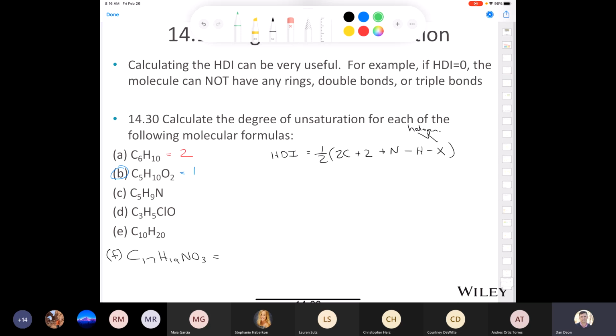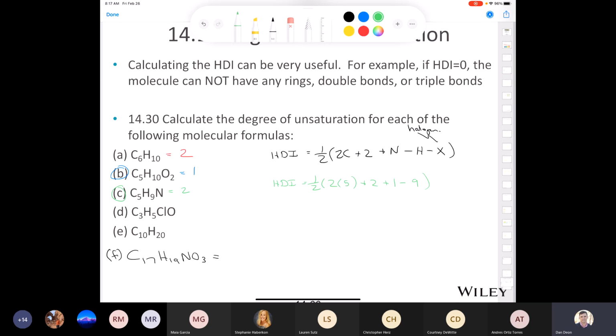All right, so I see a few people have put the correct answer. So for C, we do HDI is equal to 1/2 times 2 times the number of carbons, which is 5, plus 2, plus how many nitrogens? We have 1 nitrogen, subtract 9 hydrogens, and we have no halogens. So we have 2 times 5 plus 2, that's 12, plus 1 is 13. 13 minus 9 is 4, and we multiply that by 1/2, and we get 2, like that. So just a little quick mental math there.